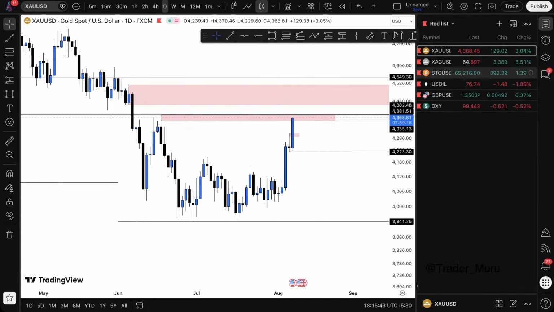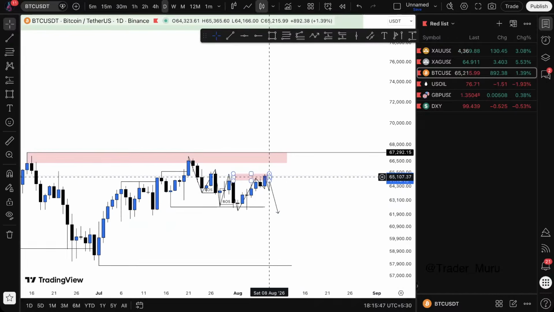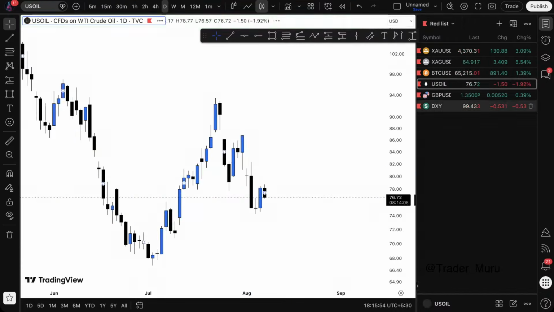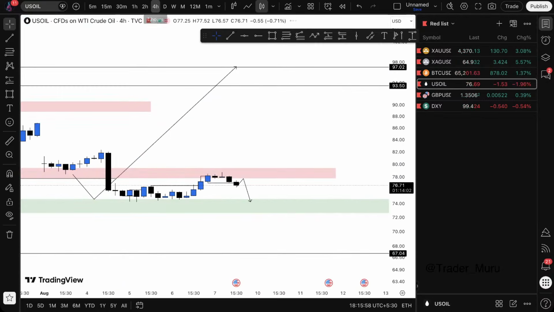What happened to other pairs? Let's see. Okay, we don't have a break above in BTC. Oil is going bearish.